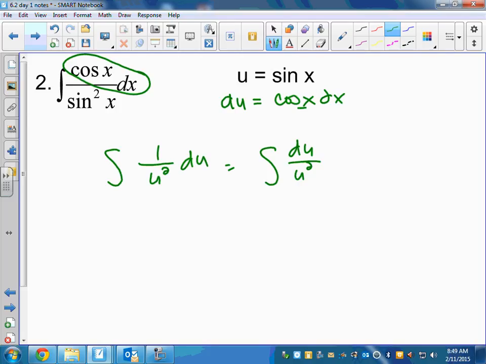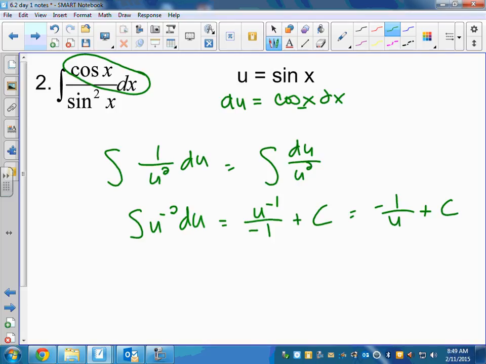Now we just integrate it. So that would also be the same as saying u to the negative 2 du. And when I integrate, I add 1 to my exponent and divide by that, right? So that would be the same as saying u to the negative 1 over negative 1 plus c, or negative 1 over u plus c. That's really the same thing, right?